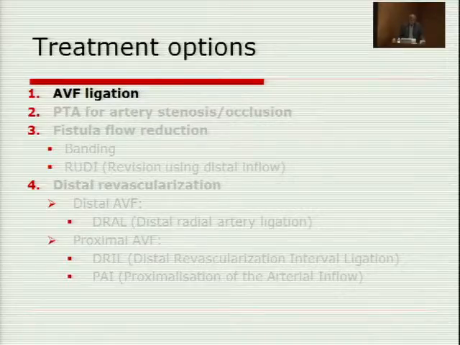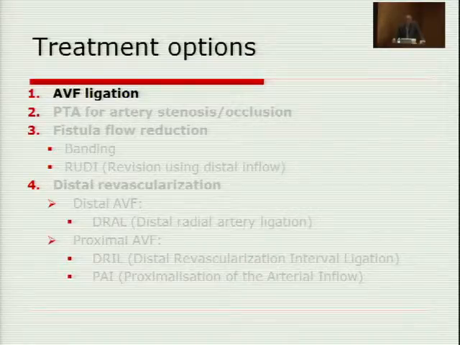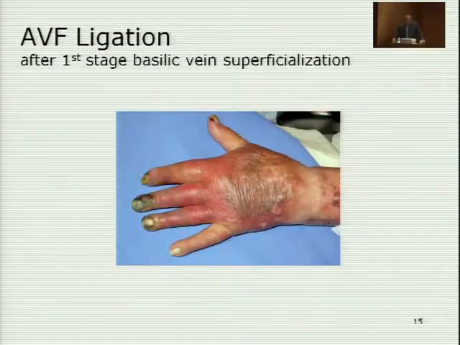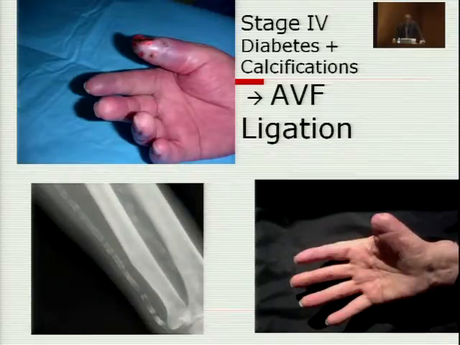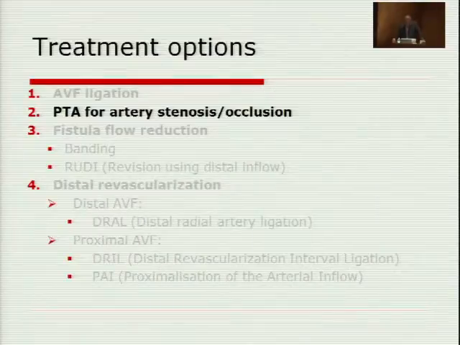So there are many treatment options. I will discuss those that I use. The first one is arteriovenous fistula ligation, and this is the case after first stage basilic vein superficialization. The second stage will aggravate the situation, so we decide to ligate. This was a distal fistula on calcified artery in a diabetic, and arteriovenous ligation was almost successful.